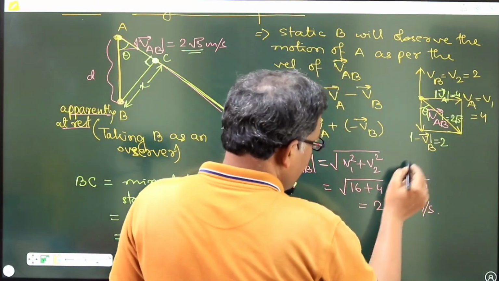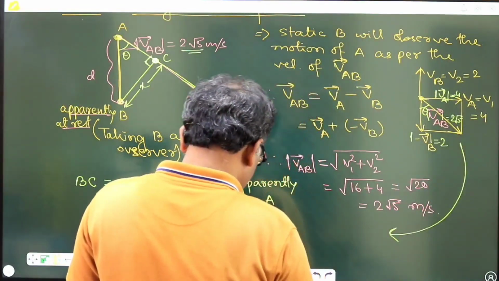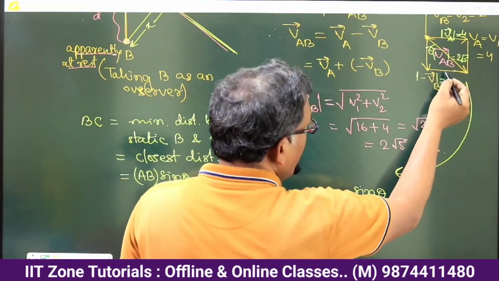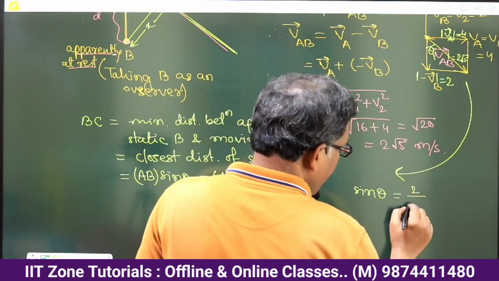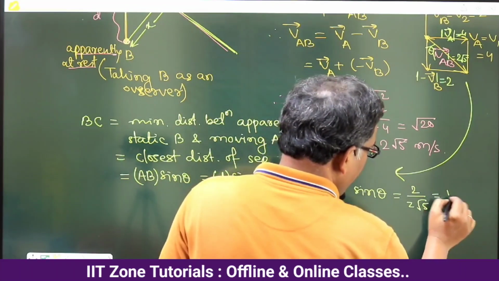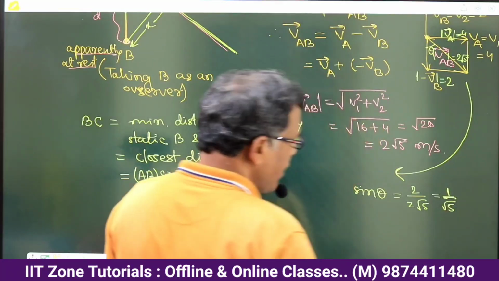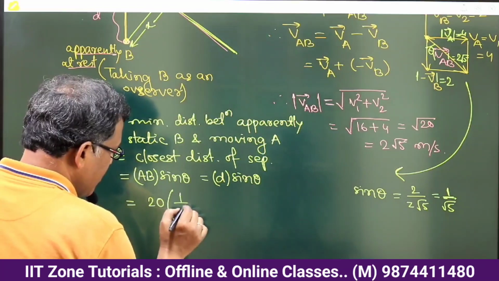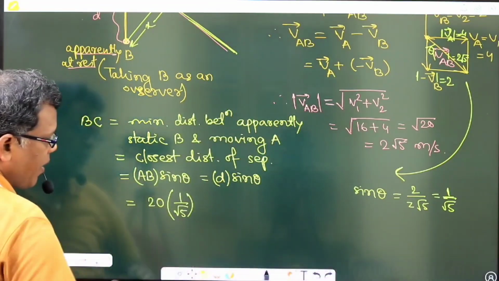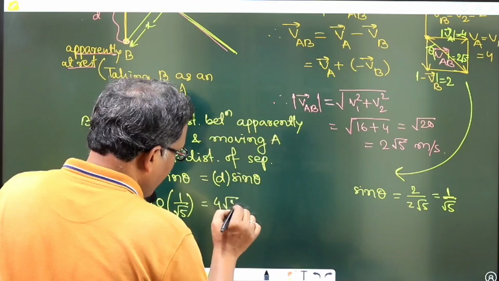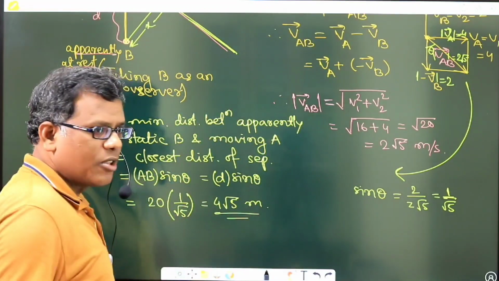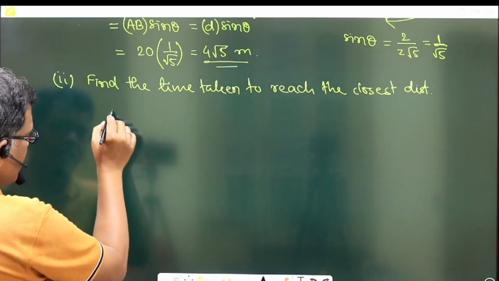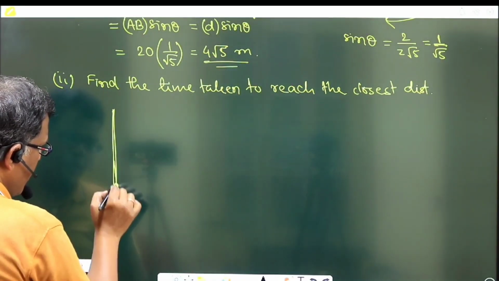So can we calculate sine theta from this geometry? Yes, from geometry sine theta can be written as perpendicular to hypotenuse, so it is 2 divided by 2 root 5, meaning the numerical value of sine theta is coming 1 by root 5. So using D as 20 and sine theta as 1 by root 5, 20 by root 5 means 4 root 5 meter is the least distance of separation between A and B.